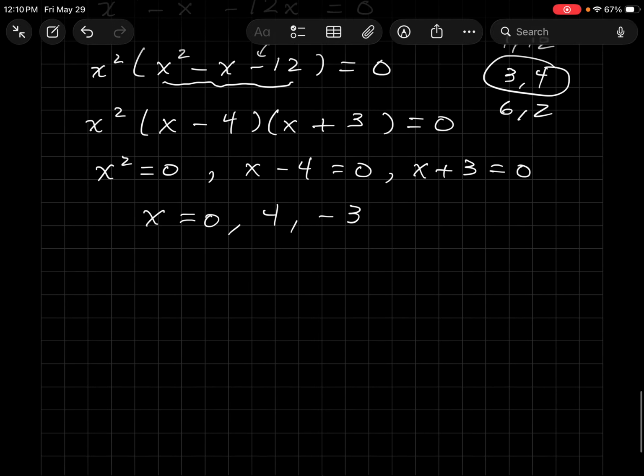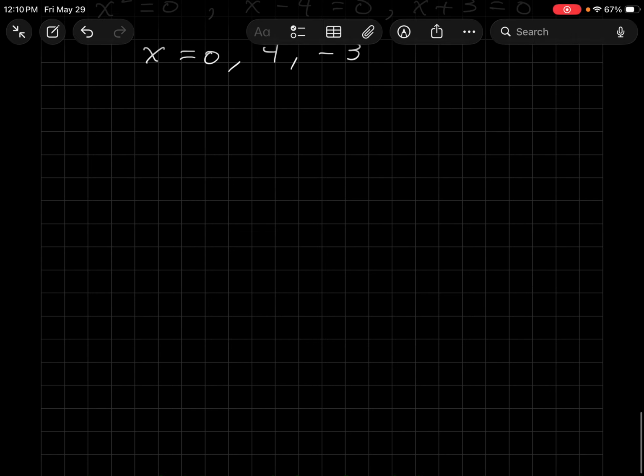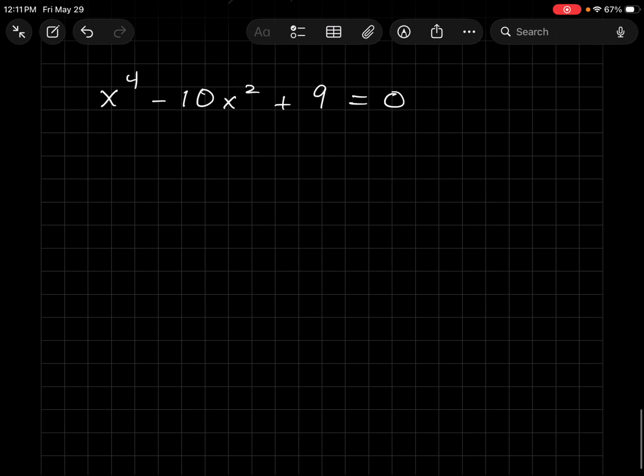How about a different type of quartic? Let's look at this one. So a quartic, to the fourth power: x to the fourth minus 10x squared plus 9 equals 0. Can we factor out a common term from all of them? That is, a common factor from all the terms. The answer is no, we can't. Certainly not in a way that helps us.